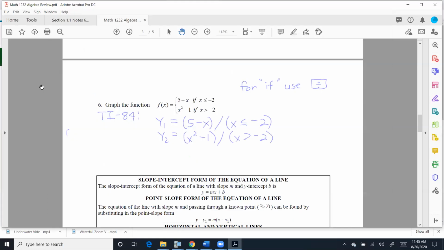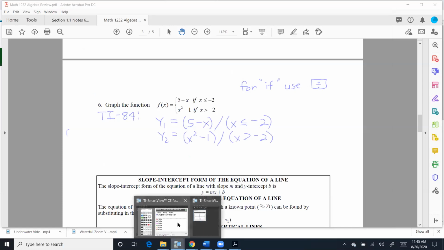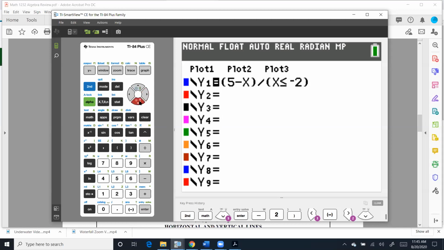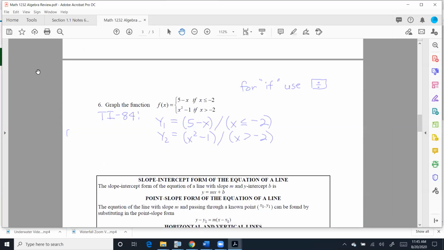Oh, I just made a big boo-boo. Right here, that should be the negative symbol, not the subtraction symbol. I'm out of practice. So if you notice the difference, we've got 5 subtract x, but then x is less than or equal to -2. The TI distinguishes between the subtraction symbol and the negation symbol, and it'll probably give you an error if you mix those up.